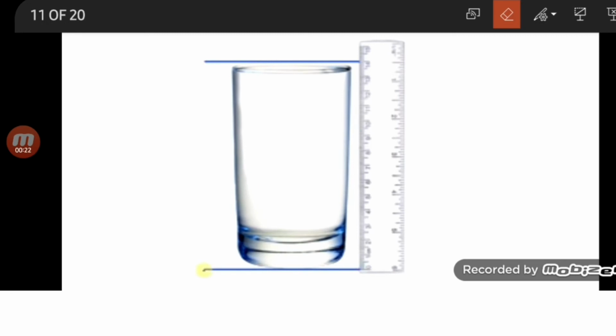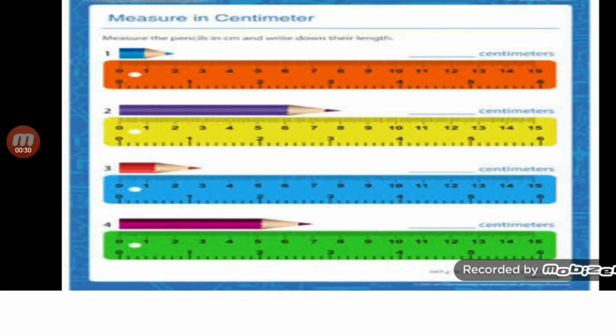Now here one activity is there for you. You are given pictures of different pencils and you have to measure their length. So look at the first one. The pencil stops at number 2. So how long it is? It is 2 centimeter long.